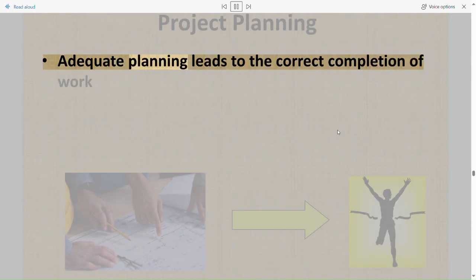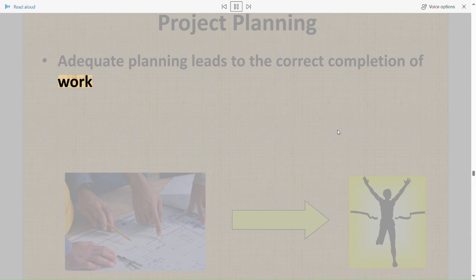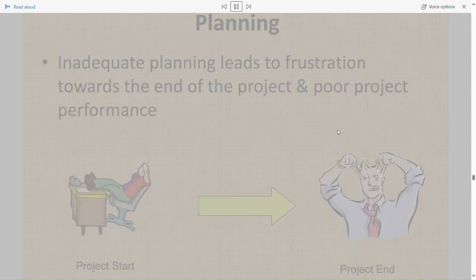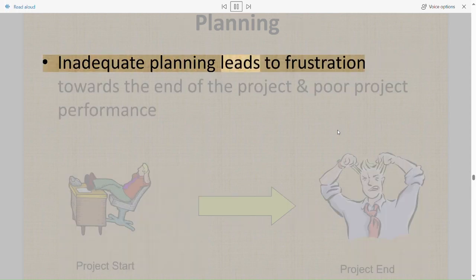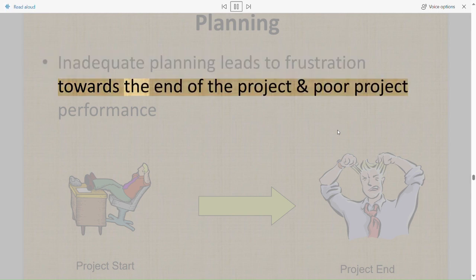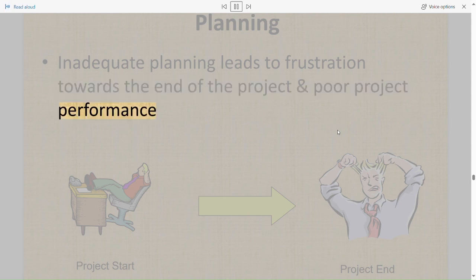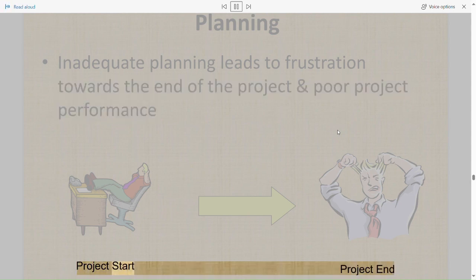Project planning. Adequate planning leads to the correct completion of work. Inadequate planning leads to frustration towards the end of the project and poor project performance. Project start, project end.